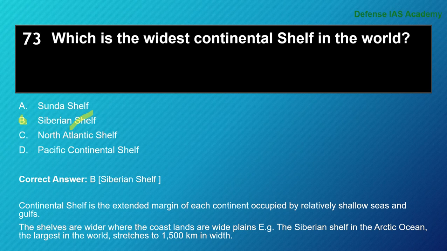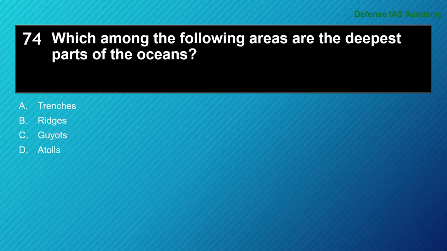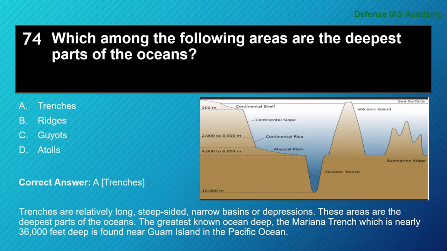Next question, which is the widest continental shelf in the world? Answer is the Siberian Shelf. Option B, Siberian Shelf is the correct answer. The continental shelf is an extended margin of each continent occupied by relatively shallow seas and gulfs. The shelves are wider where the coastlands are wide plains. Example, the Siberian Shelf in the Arctic Ocean, the largest in the world, stretches to about 1500 km in width.